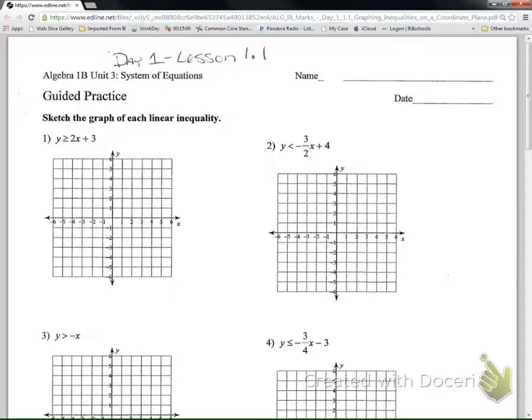So I'm going to demonstrate how you can apply both of these concepts to graphing inequalities on a coordinate plane. When you have more than one variable in an inequality, like our x and our y values that you see here, then we cannot just graph this on a number line. We have to use a coordinate plane.